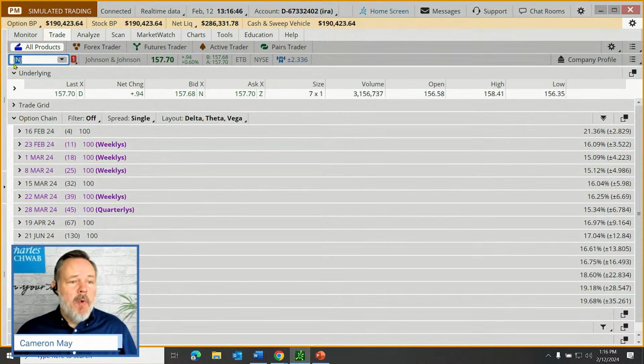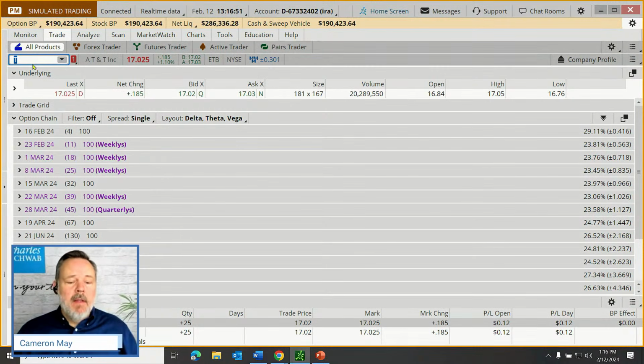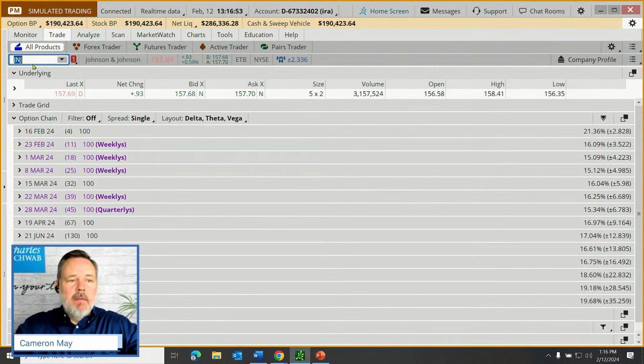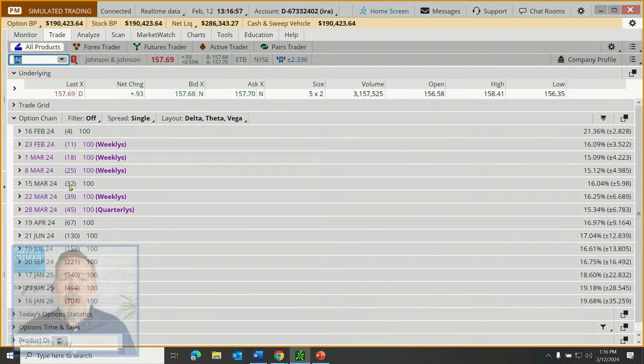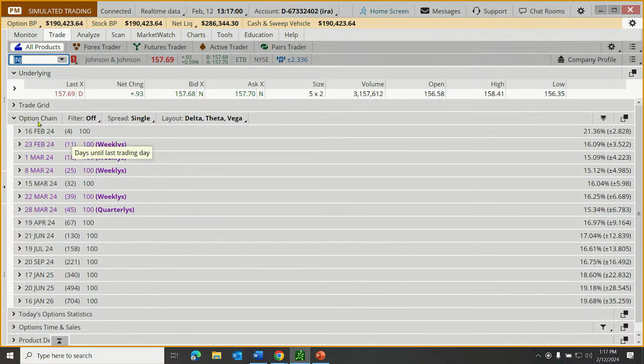We make sure that we're looking at the right stock. So if it's not, let's say we were back on AT&T still, well, we come up here and type in our symbol, J&J, and then we can come down to our option chain. For you options traders, this is going to be familiar territory. These are the available options for J&J.